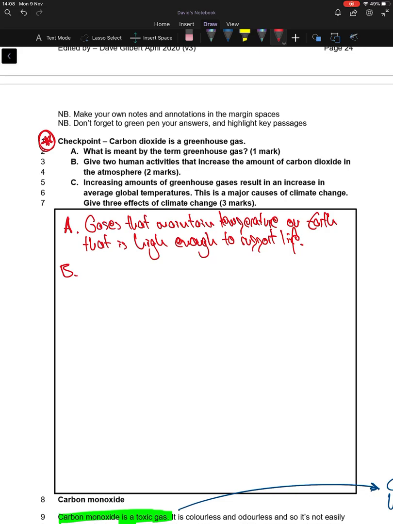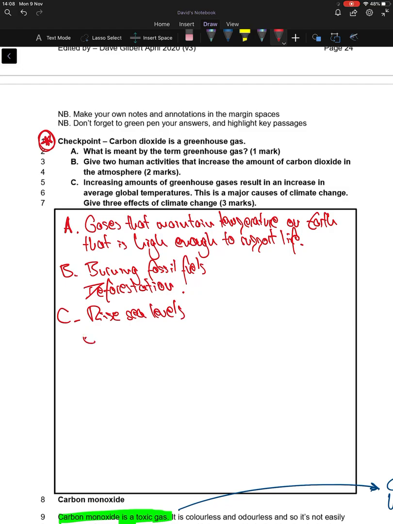B. 2 human activities that increase the amount of carbon dioxide in the atmosphere. Burning fossil fuels is one. And another one would be deforestation, because then there are less trees to absorb carbon dioxide from the atmosphere. And finally, increasing amounts of greenhouse gases result in an increase in the average global temperatures. There's a major cause of climate change. Give 3 effects of climate change. Gone all over them already. A rise in sea levels. More extreme weather conditions.